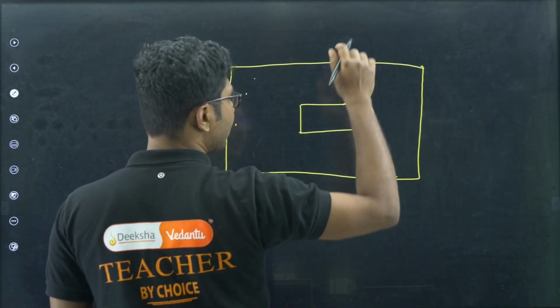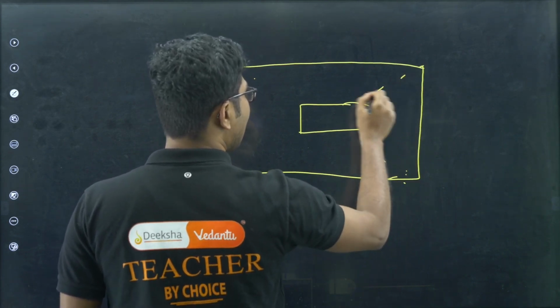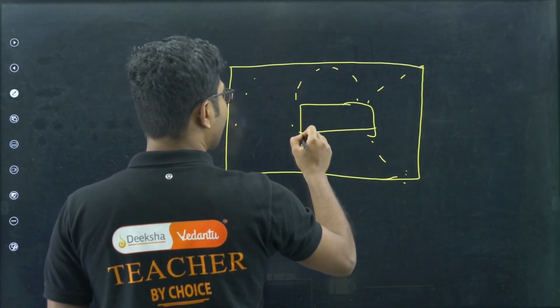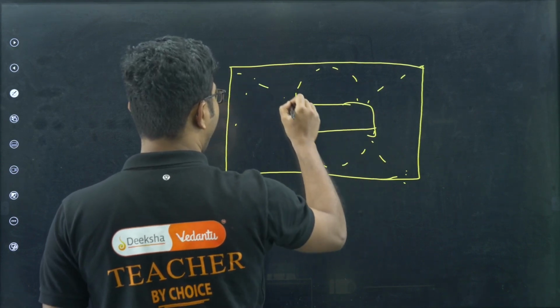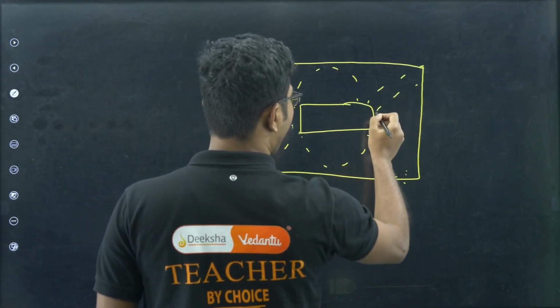After you put the iron filings, you tap on the board, then what will happen? The iron filings will arrange something like this. You will see something like this. Some interesting pattern you will see.